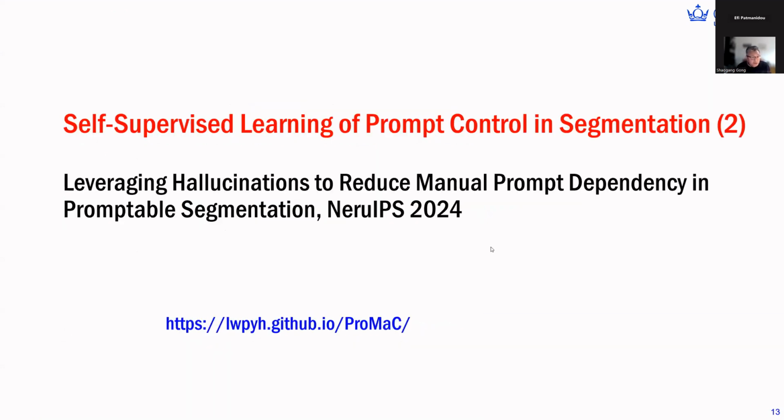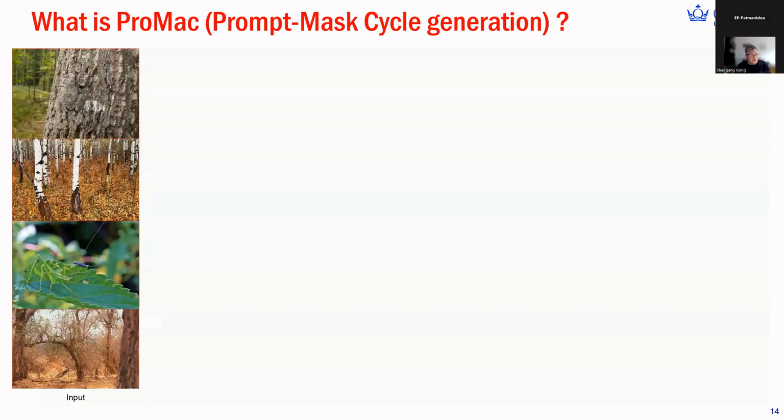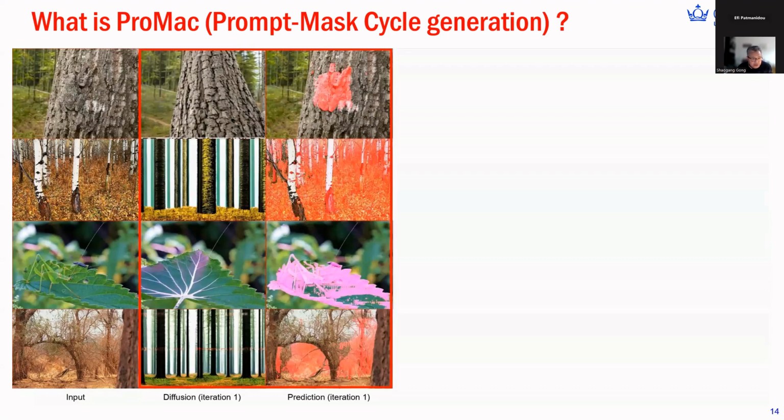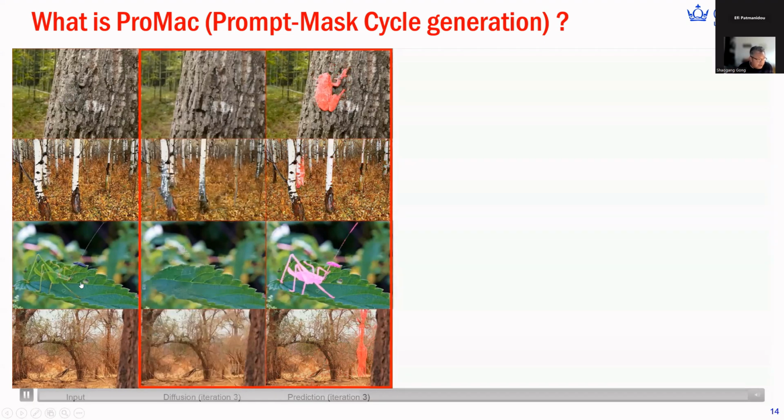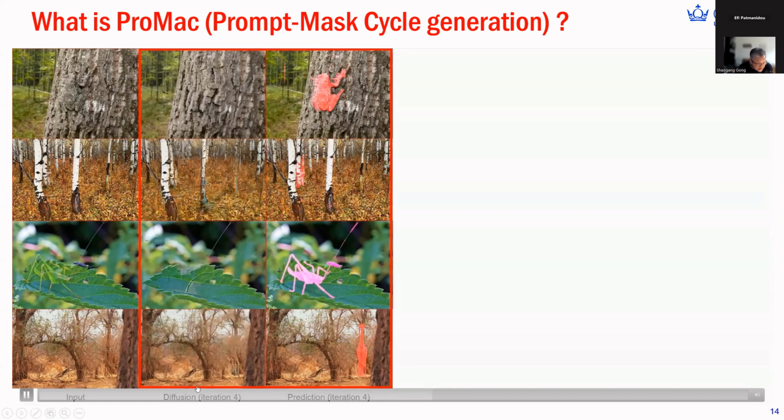So building on that, we developed a new model to expand further on prompt control for segmentation. This is work to be presented next week at NeurIPS. It's about how to leverage hallucinations to reduce manual prompt dependency. We call it ProMaC, prompt mask cycle generation. Here's an example of how the model performs. These are the inputs. Here are 4 different examples, and it generates, I hope you can see the bottom here.